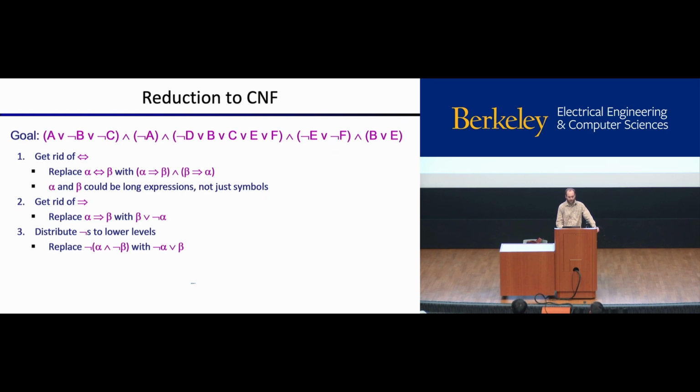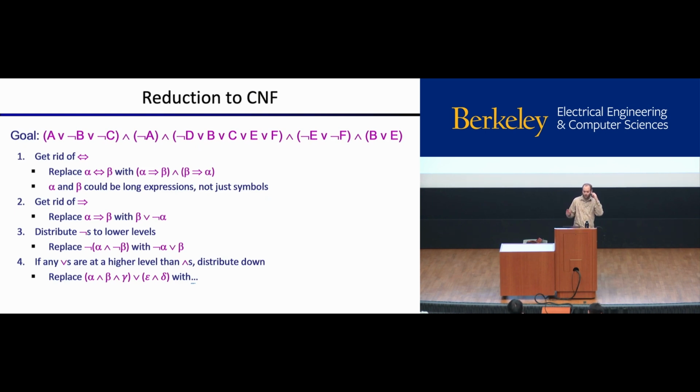You distribute the nots to lower levels, and if there are any ors at a higher level than ands, then you distribute them down. So you can replace alpha and beta and gamma, or epsilon and delta with, okay, this one I'm going to ask you to try and think about how we do this. And I'll give you a minute, and then I'll ask for hands. How do we distribute that? I only gave you an example of two on one side and one on the other, so this is generalizing a bit.